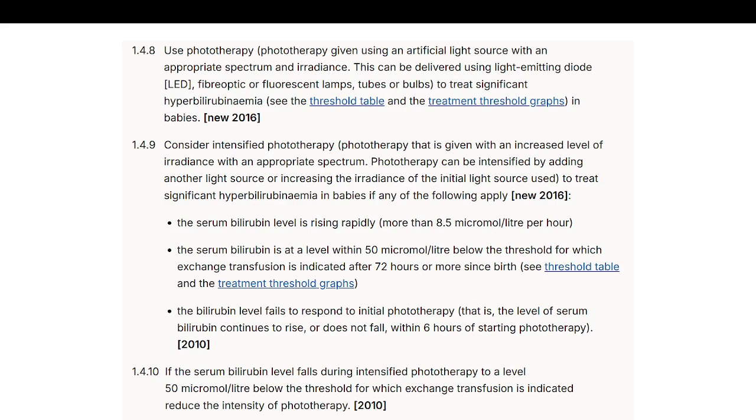Another thing is that if the serum bilirubin level was within 50 of exchange transfusion, then again you would want to maybe consider doing double phototherapy rather than just single phototherapy. The other thing to mention then is if the bilirubin level fails to respond to initial phototherapy. That's another reason why you might want to consider double phototherapy.